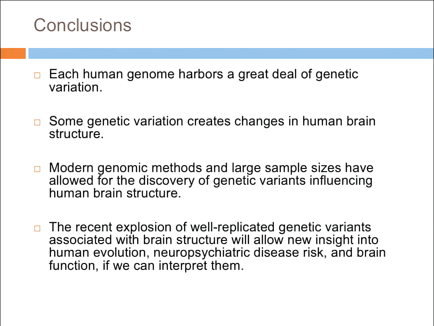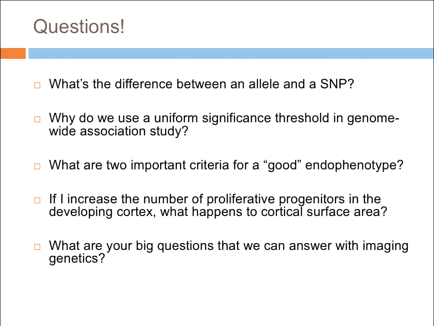Okay, so some overall conclusions. Each human genome has a lot of variation. All of us have a lot of different genetic variants. Only some of that genetic variance creates changes in the structure and function of the human brain. Modern genomic methods and large sample sizes have allowed for the discovery of genetic variants influencing human brain structure, and importantly, the replication of those variants too. And the recent explosion of well-replicated genetic variants associated with brain structure will allow new insight into human evolution, neuropsychiatric disease risk, and brain function if we can interpret them. And our other speakers will tell us how to interpret them.